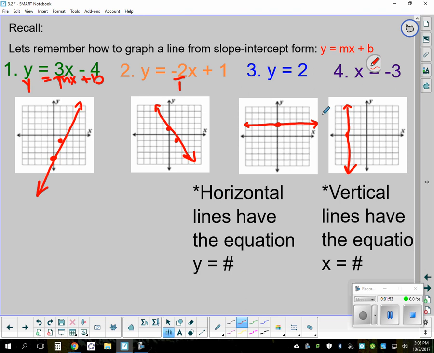Horizontal lines always have the equation y equals a number, because it's telling you that every y value has to equal 2. Well, if I look at the line that I just graphed, every single point on it has a y value of 2, and so it makes a horizontal line. Likewise, for x equals -3, vertical lines will always have the equation x equals a number, in this case -3. Every point on that line has an x coordinate of -3.